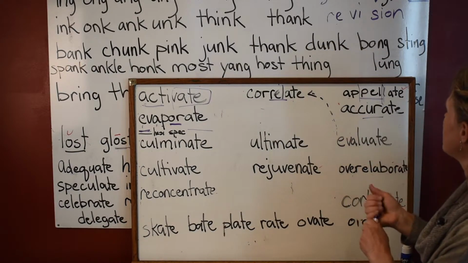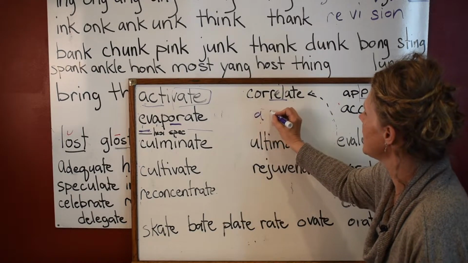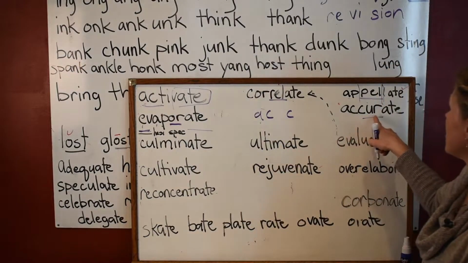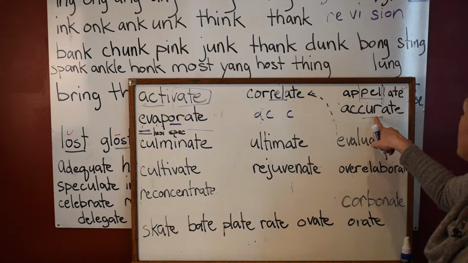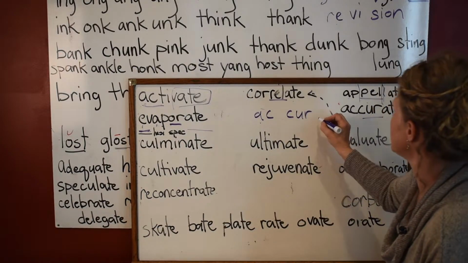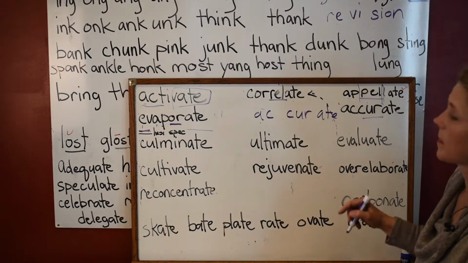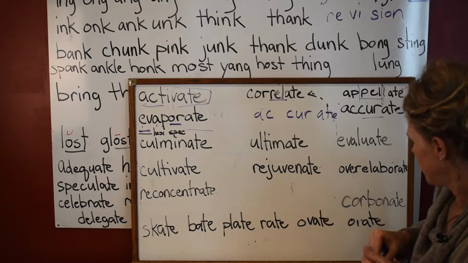See, double C. You know it's just going to break down in the double C. So we're going to go A, C, and then C. And now look, you have a vowel R here. And so we're going to keep those together. And then A-T-E. Accurate.